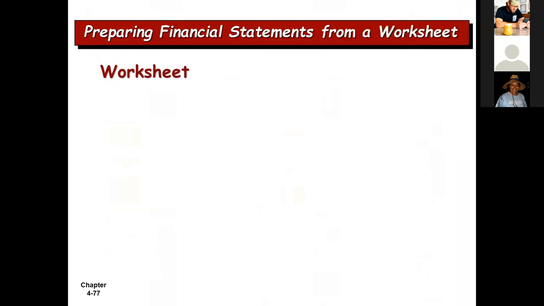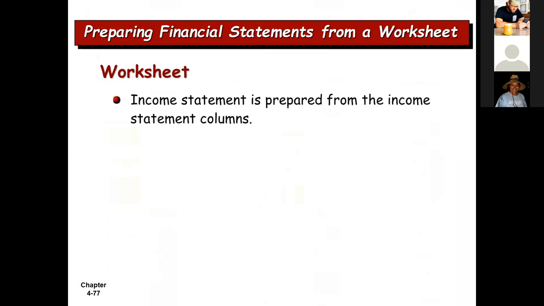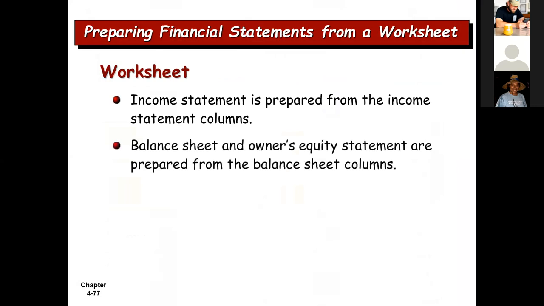Now, the worksheet is a method for you to prepare the financial statements. Basically, in the old days, before we had computers, this is how accountants would actually prepare the financial statements, by putting together a worksheet. An income statement is generally prepared off the worksheet's income statement columns, and the balance sheet and owner's equity statements are generally prepared from the balance sheet columns on the worksheet.